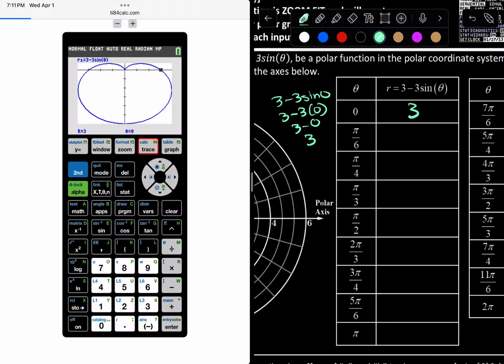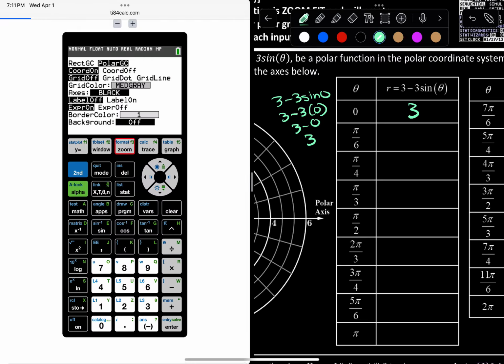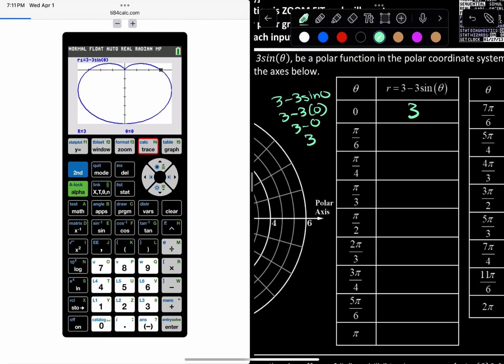If you were to use x and y, you would have to use the Pythagorean theorem for every single one, which is not efficient, okay? So again, what I did to fix that was I went second zoom, and I moved it over to polar, and then that way I can see what my radius is for each angle.